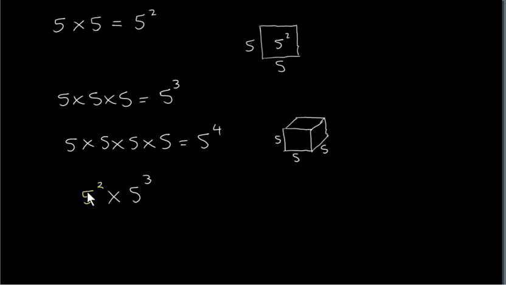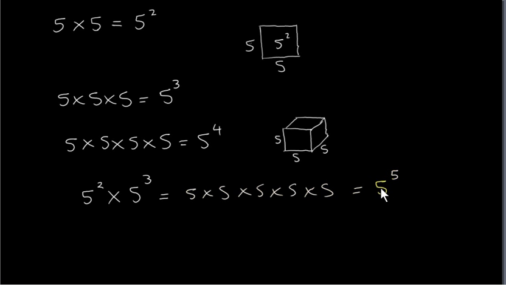Now suppose we want to multiply 5 squared by 5 cubed. Well, 5 squared is 5 times 5. 5 cubed is 5 times 5 times 5. So how many 5s have we got altogether? We have 1, 2, 3, 4, 5. So we've 5 5s multiplied together. That's 5 to the power of 5.